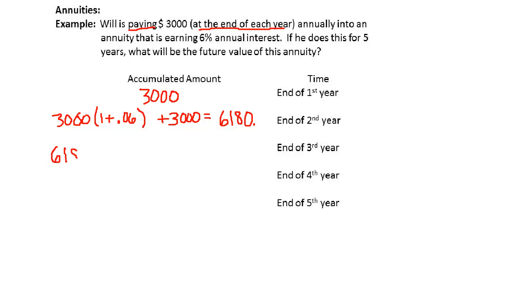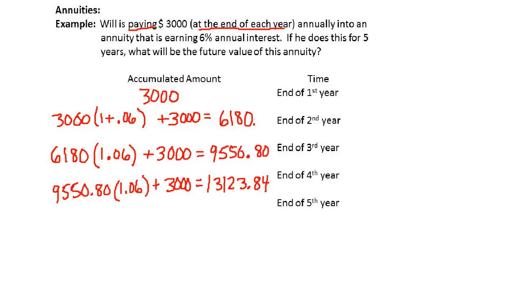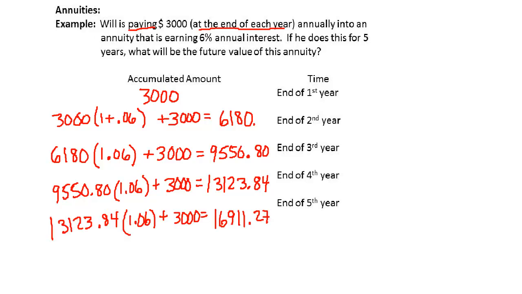During the next year, that $6,180 will earn 6% interest, and we're also going to deposit an additional $3,000 at the end of the third year, giving me a new balance of $9,550.80. The pattern continues in the fourth year and at the end of the fifth year.